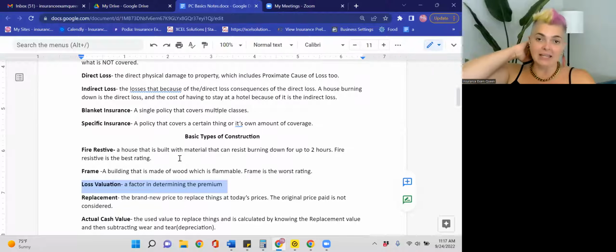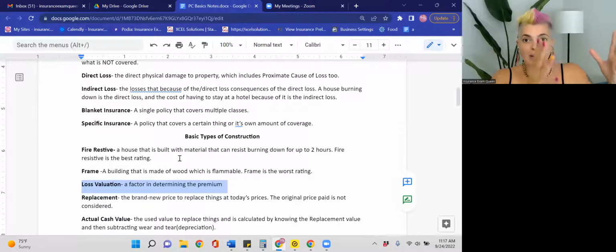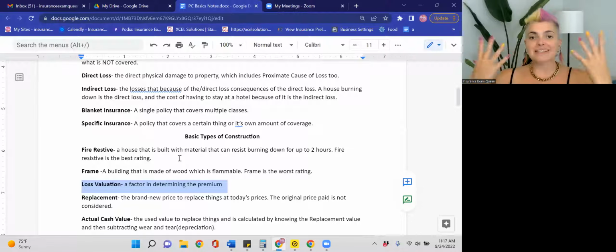Loss valuation is determining, are we going to use replacement or are we going to use actual cash value? So when they talk about loss valuation, it is a factor in determining the premium. They are valuating the loss. Are we valuing this loss at the full replacement, buying brand new wood, brand new ceiling, brand new carpeting? Or are we valuating this loss at the used value, the I-drive-it-around value? I've used this TV, it's got my fingerprints on it. Loss valuation is asking that.